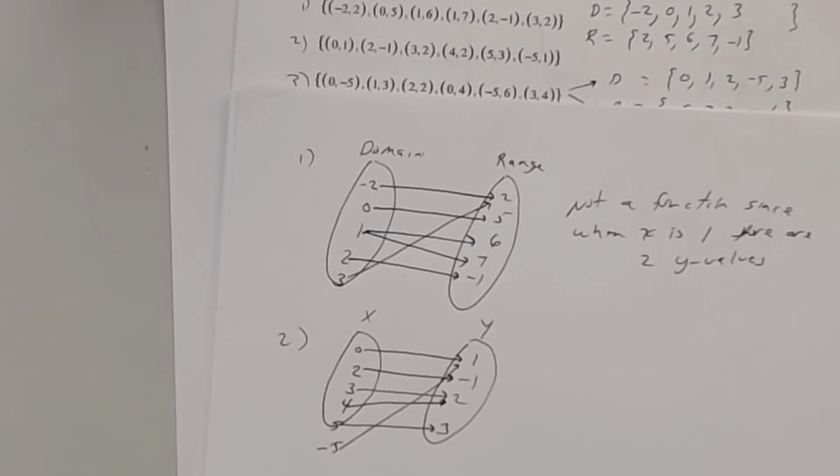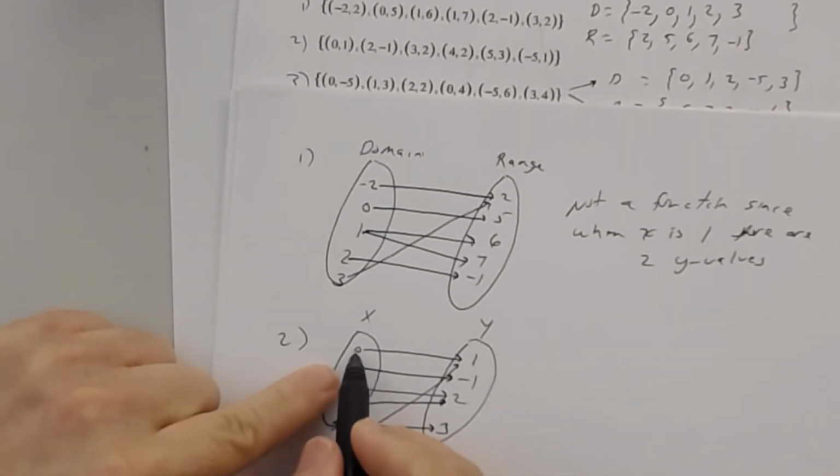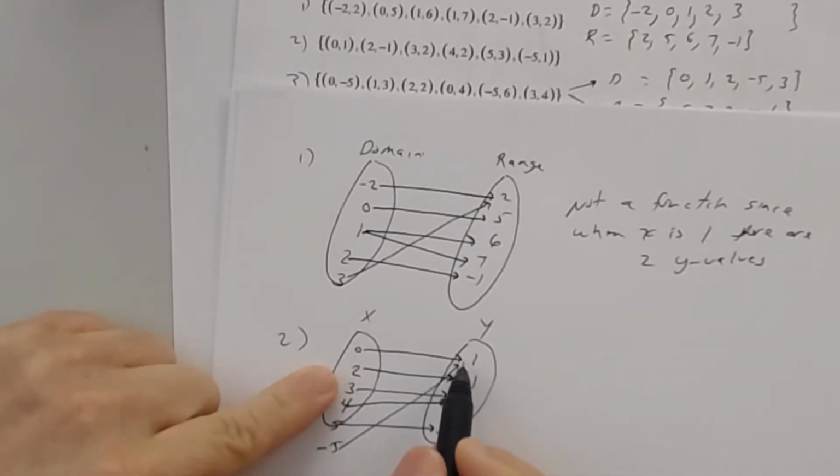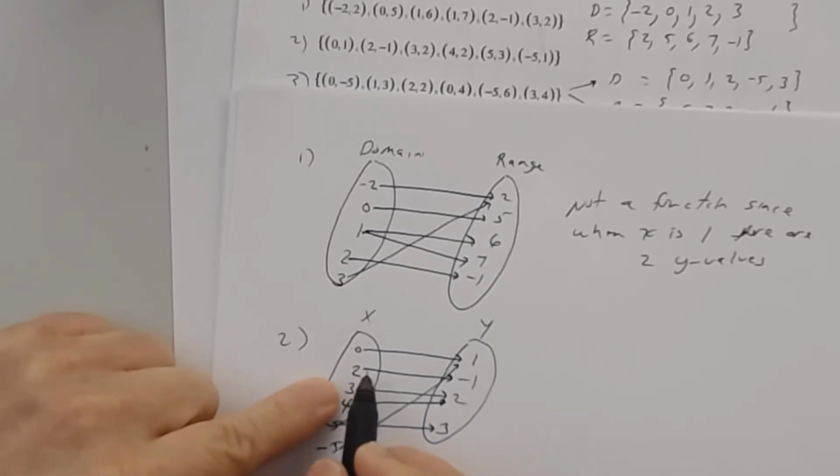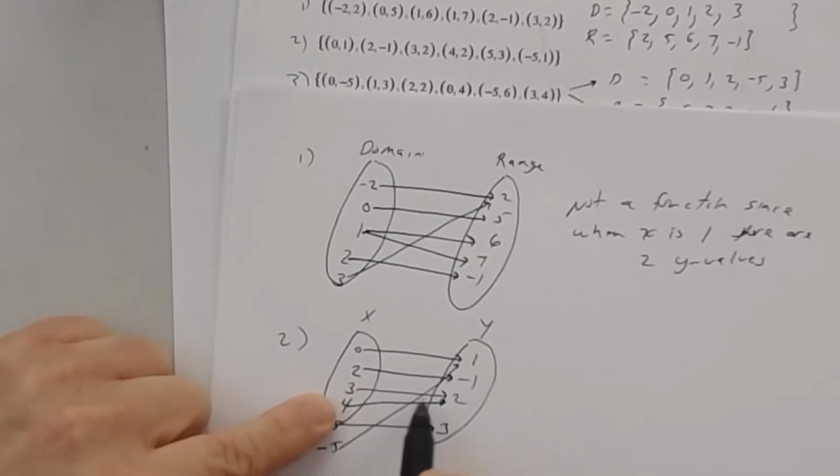Okay? All right. So let's go back and ask ourselves, is this a function? For each x, there's got to be 1 y. So ask yourself, when x is 0, do I get just one y value? Yes, it's 1. When x is 2, do I get just one y value? Yes, it's negative 1. When x is 3, do I get just one y value?